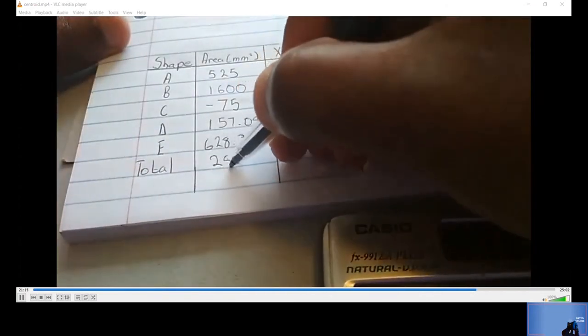The next thing to do is to sum our area, the total area, which is this column. It's 525 plus 1600 plus, or let's just say negative, minus 75 plus 157.08 plus 628.32. We get a total of 2835. We don't need to sum that, but we do need to sum these numbers.